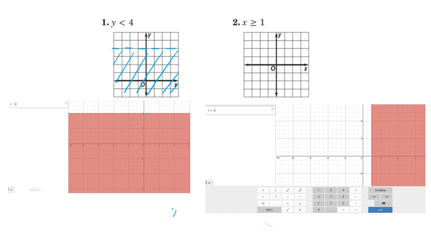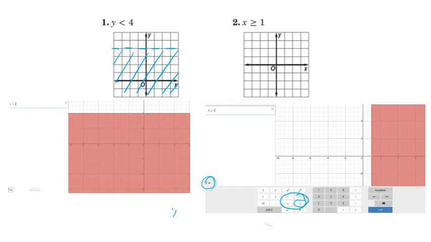Example 2 is x is greater than or equal to 1. So all the points where x can be 1, and all the points where x is bigger than 1. Again, we're going to do a solid line. So if you look at Desmos, it graphed a solid line. Again, to get that symbol, if I click on the keyboard tool, all those inequality symbols are right there.